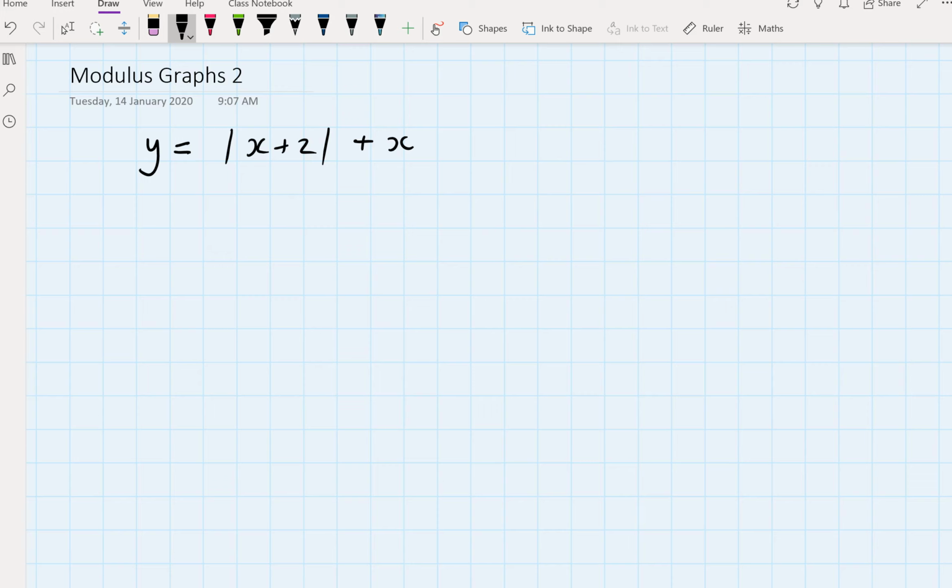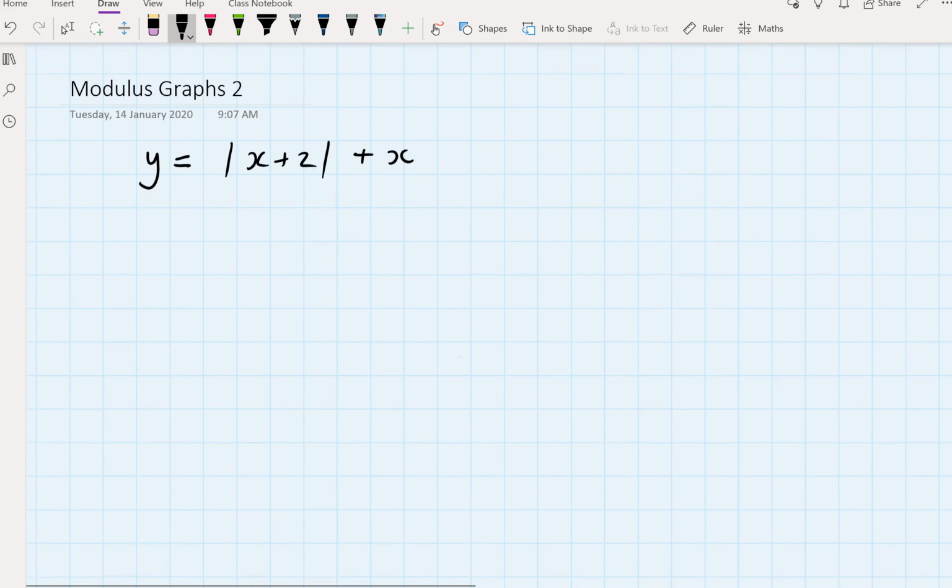Now, in order to tackle these sorts of graphs, we've got to consider the critical value that exists in this graph. The critical value being what happens around minus 2. Minus 2 is the value that will make this modulus bracket 0. What's on the right of it and what's on the left of it is therefore going to be important.